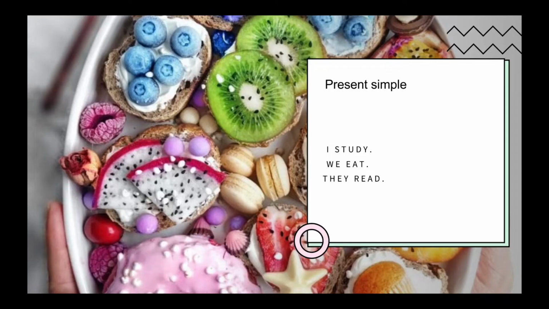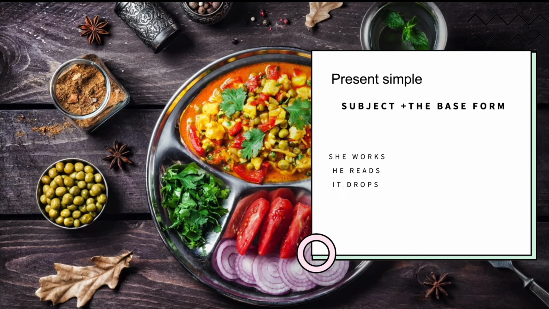Okay, the structure of the present simple, like its name suggests, is fairly simple. I study. We eat. They read. We have the subject plus the base form of the verb, except for the third person singular. She works. He reads. It drops.